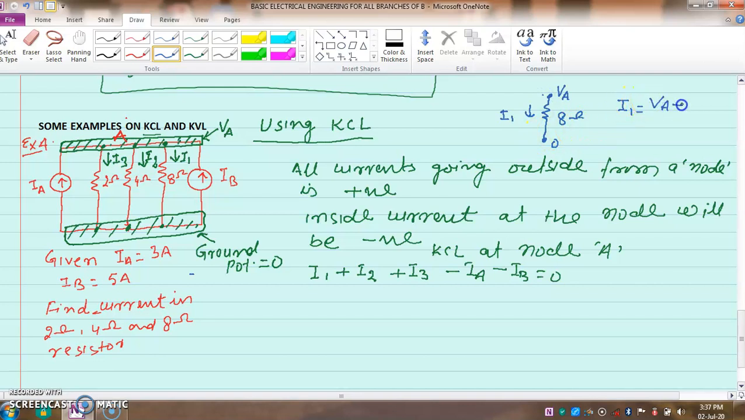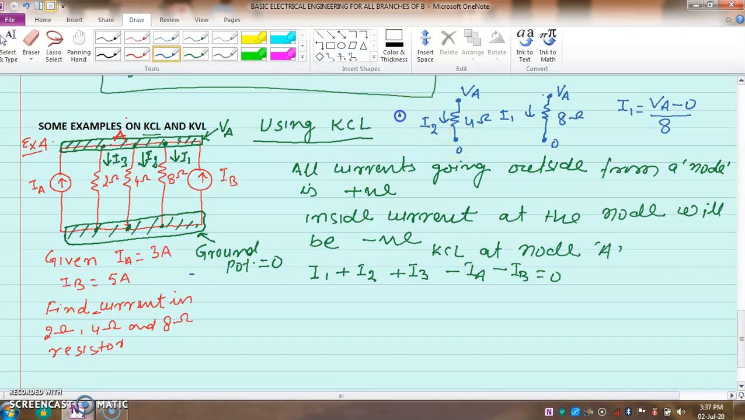I1 is VA minus 0 divided by 8. This is Ohm's law: potential difference divided by resistance is called current. In the same way, you can see I2. What is the potential at this terminal? For I2, that means for the 4 ohm resistor, this terminal voltage is VA and this terminal voltage is again 0. Current is flowing like this, I2. So I2 will be VA minus 0 divided by 4.